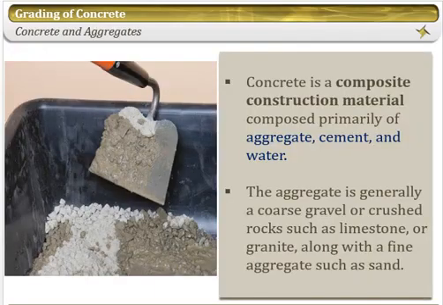Firstly, what is concrete? Concrete is a composite construction material composed primarily of aggregate, cement, and water. Concrete is a mixture of cement, aggregate, and water. And aggregate also has two components. Here, first is coarse aggregate, and second one is fine aggregate.